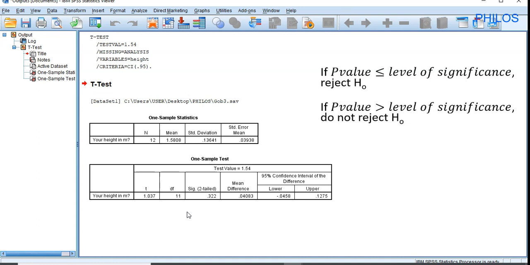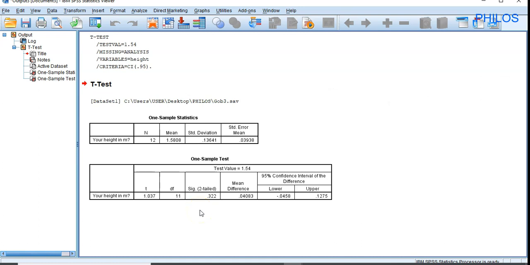So now let's check. Here, our level of significance is 5%. If you convert it to decimal, that will be 0.05. Please, you have to put it in decimals. Then let's compare it with the p-value. This is the p-value, the one they've written Sig. (two-tailed) on it. So let's compare the p-value with the level of significance.